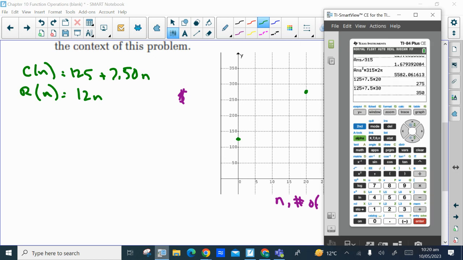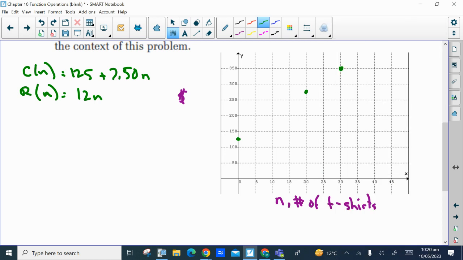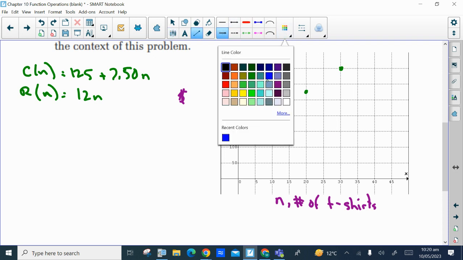Let's do one more. Let's do 10. When n is 10, the cost is 200. So those are nice points that we can put on our graph. We don't have to estimate where any of those are. And so here's our cost graph.